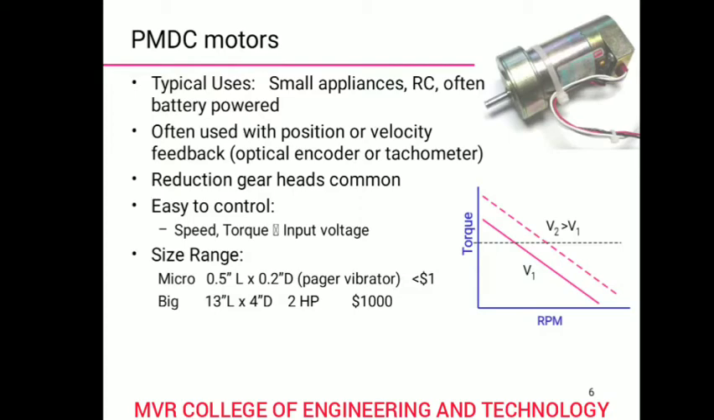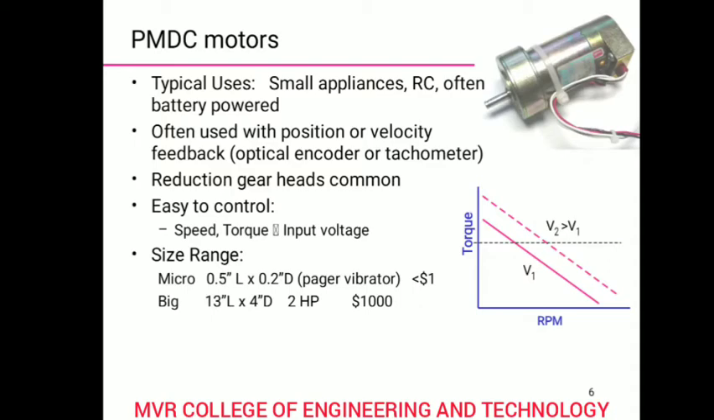And here you can see it is often used with position or velocity feedback. So there is a sensor based motor also. The latest technology came in order to control the speed of the rotor. So these sensors are used, which are an optical sensor and a tachometer.